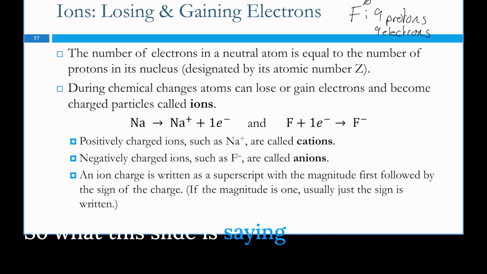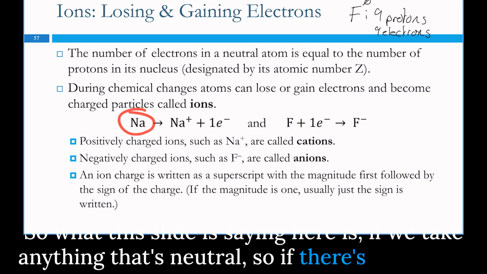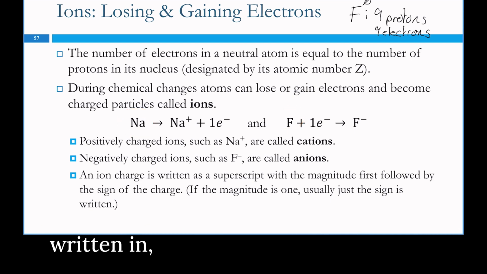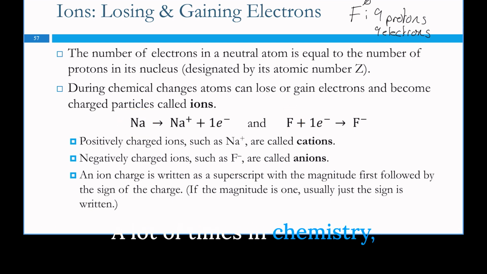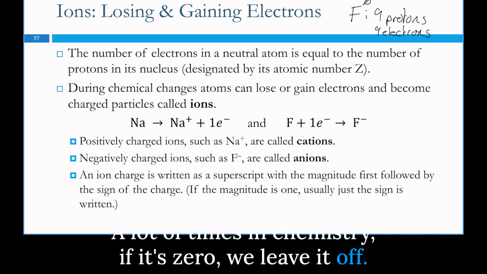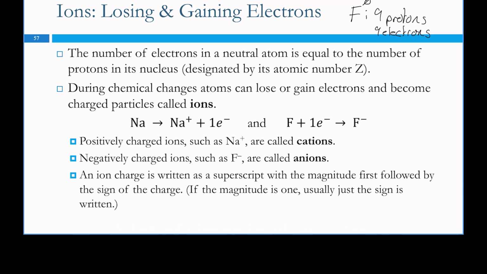So what this slide's saying here is, if we take anything that's neutral, so if there's no charge written in, then that's the neutral form. It has a charge of 0. A lot of times in chemistry, if it's 0, we leave it off because it's 0. Why do we care? Don't need to write it in.